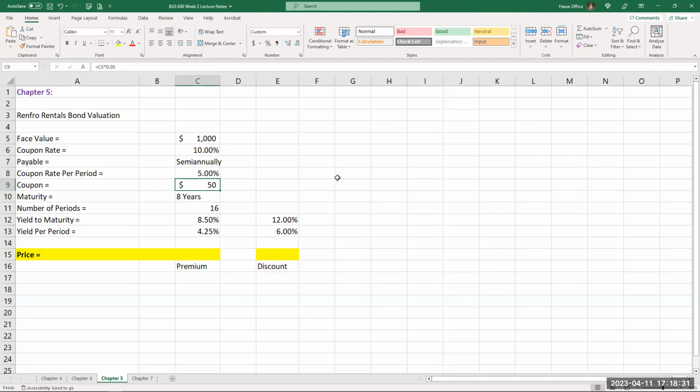Now this bond happens to mature in 8 years. Okay, so it means 16 periods. So over 8 years, every 6 months, I will get a check for $50. And at the end of those 8 years, I'll get my money back. All right, I'll get my money back.